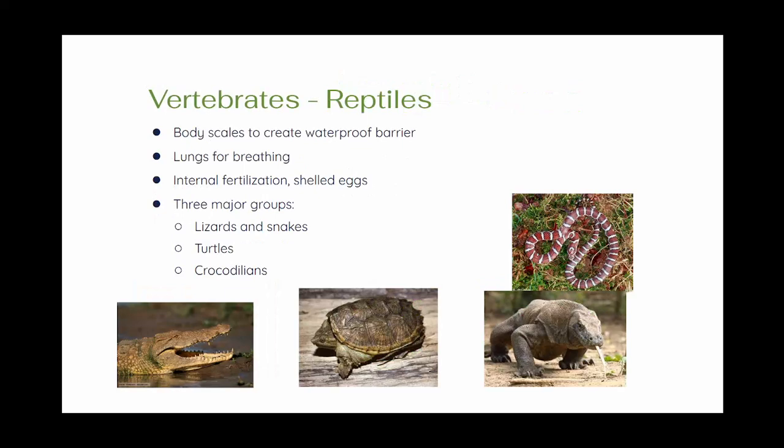Reptiles. Ooh, everybody loves one of these. They are really heavy, and usually, if they aren't good at attacking, they are good at defending. This includes snakes, turtles, crocodiles. They have body scales to prevent water loss, and they have lungs for breathing. And they internally fertilize. They have shelled eggs.